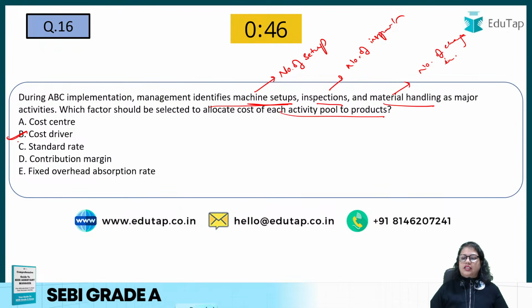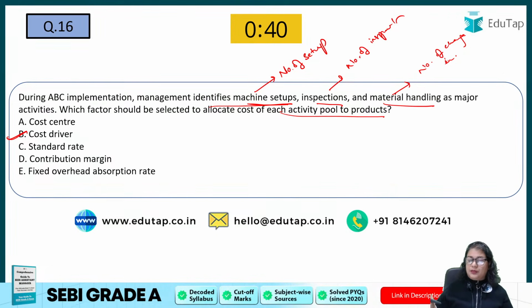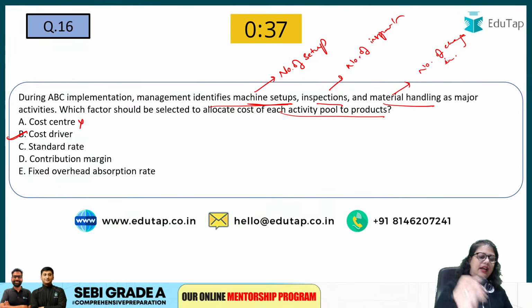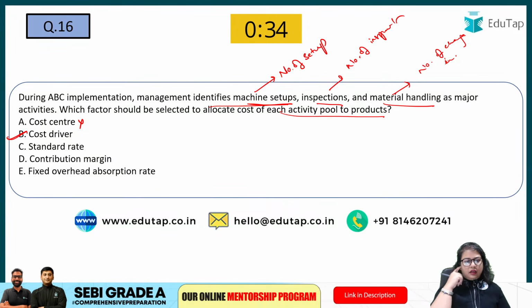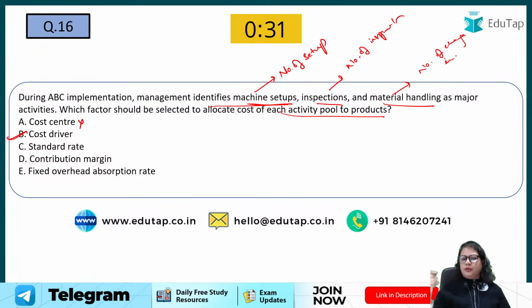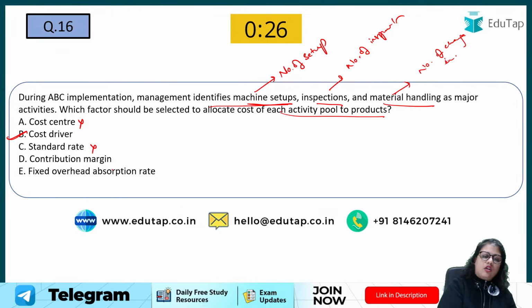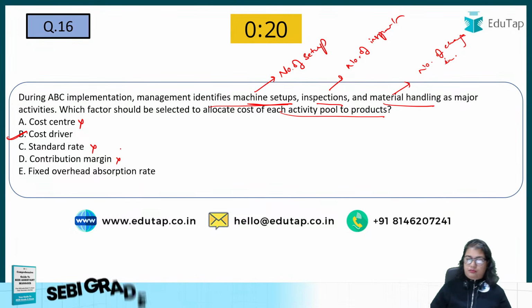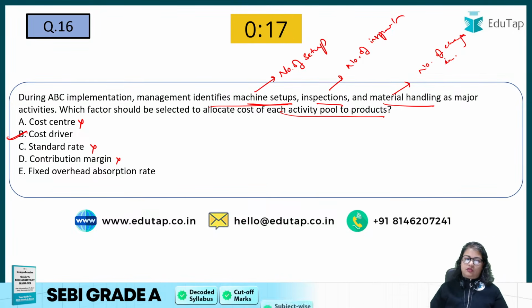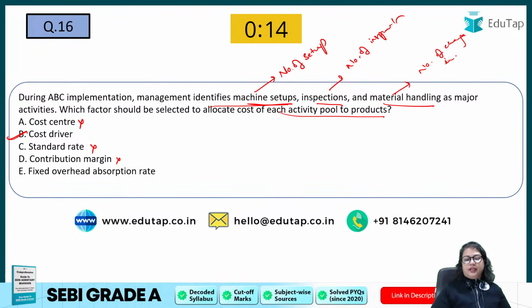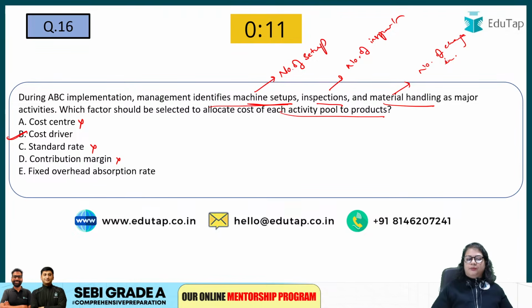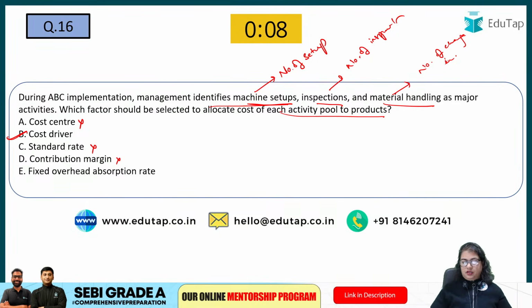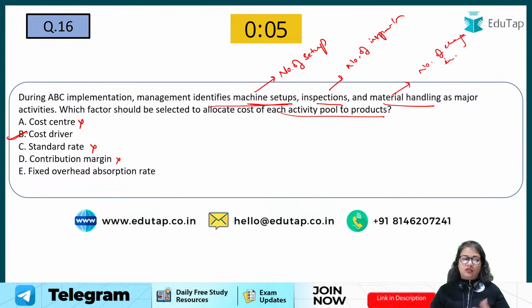Cost center is the place where it is happening, right? Here it is not the factor. The cost center is the place. So hence this is wrong. Then standard rate is not a factor because of which we change our activity pools or which affects them. So this is also wrong. Contribution: here we are not changing anything and we are not using the sales and variable cost as our method to select the allocation base. So this is also wrong. Then fixed overhead absorption base: when we are implementing ABC, there is no particular absorption base. There can be different absorption bases, and that is known as cost drivers.